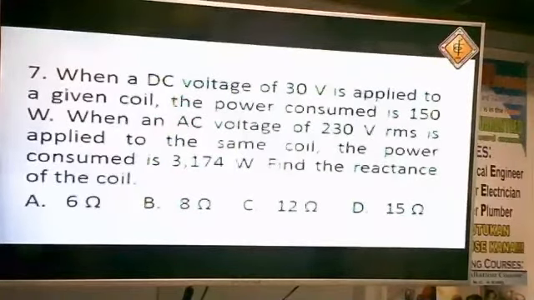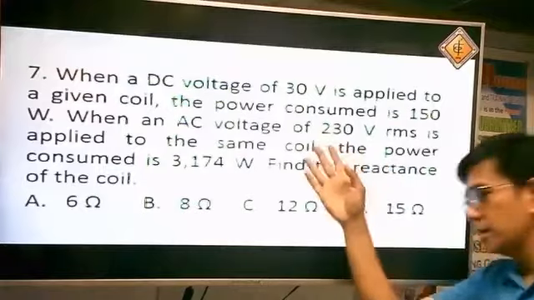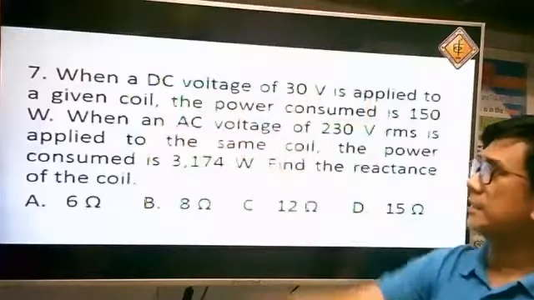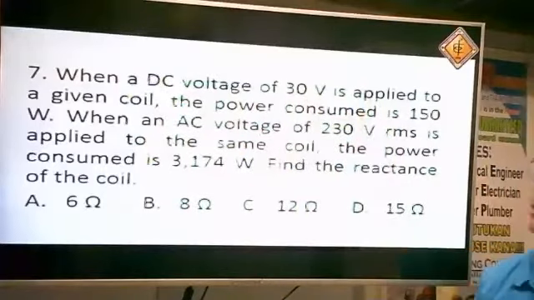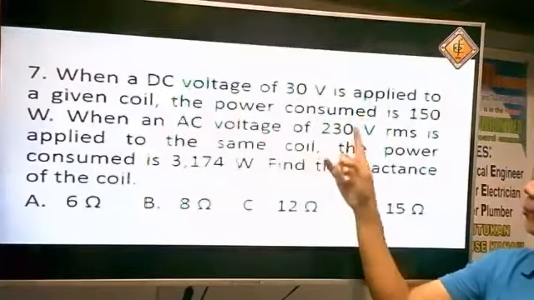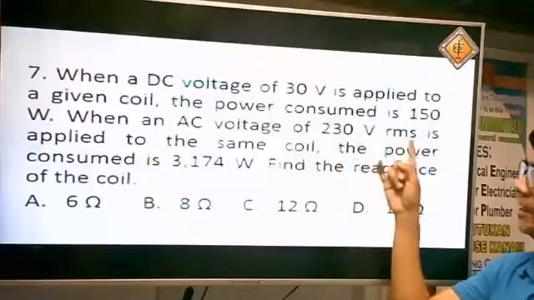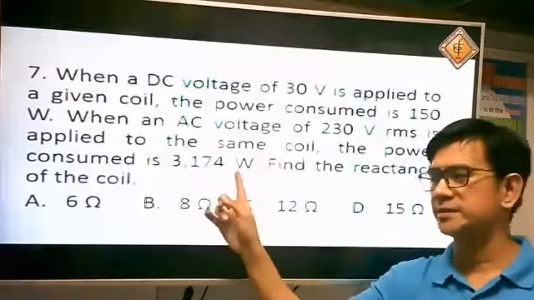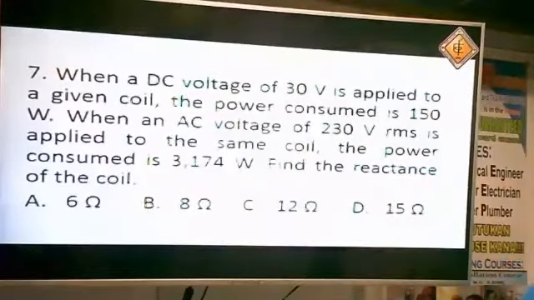Problem number 7. So I may draw the given here. Okay, so you can go here. Show this portion. Anyway, so let us have first this one. When a DC voltage of 30 volts is applied to a given coil, the power consumed is 150 watts. When an AC voltage of 230 volts RMS is applied to the same coil, the power consumed is 3,174 watts. Find the reactance of the coil.